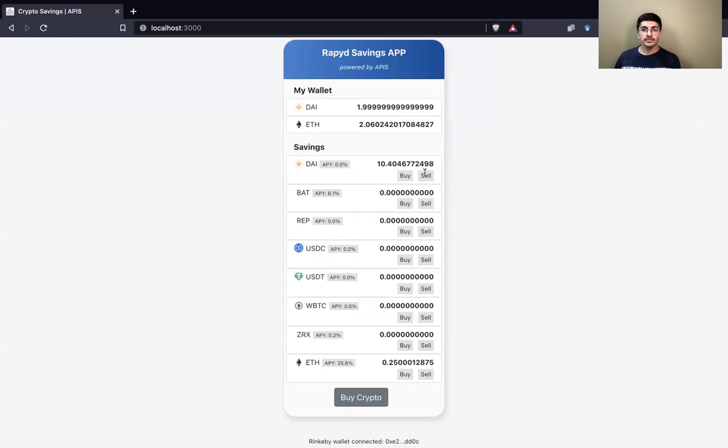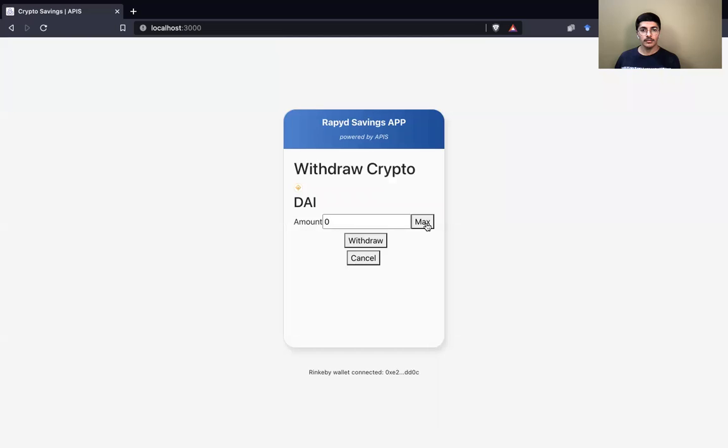Now let us withdraw this DAI that is invested in Compound. Clicking the max button automatically fetches the amount that is invested here. The withdraw function of the API automatically calls the redeem underlying function of Compound.